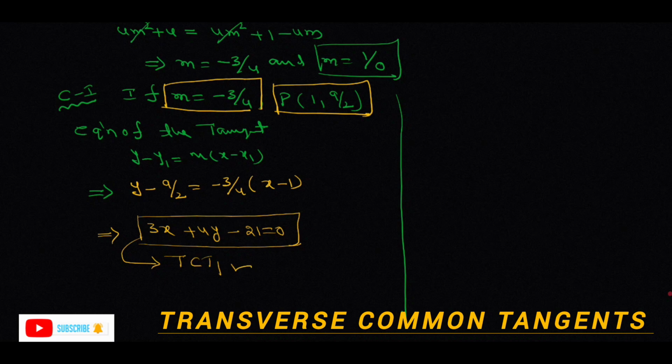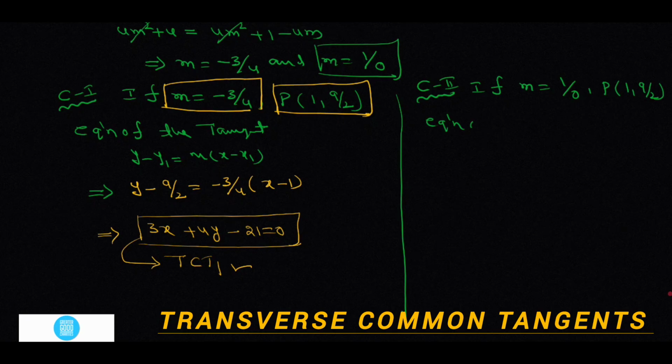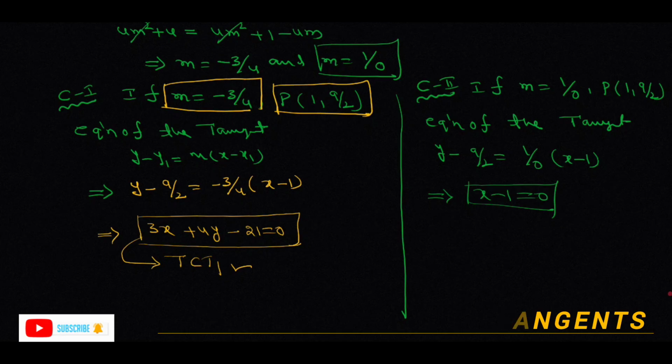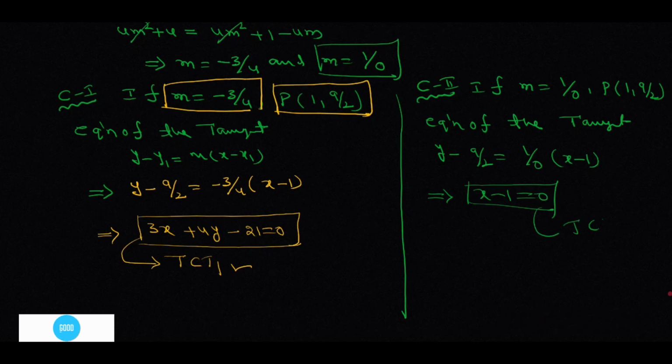Similarly, case 2: if m equal to 1 by 0 and P is (1, 9 by 2). Now write the equation of the tangent: y minus 9 by 2 is equal to 1 by 0 into (x minus 1), then we get x minus 1 equal to 0. This is the other common tangent, transverse common tangent TCT2.